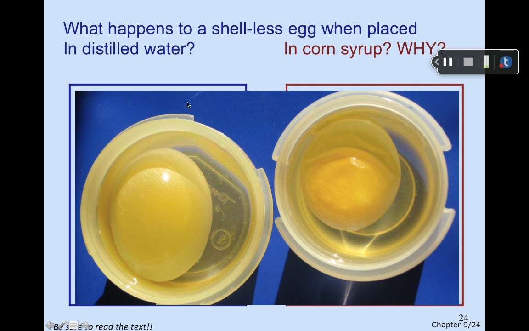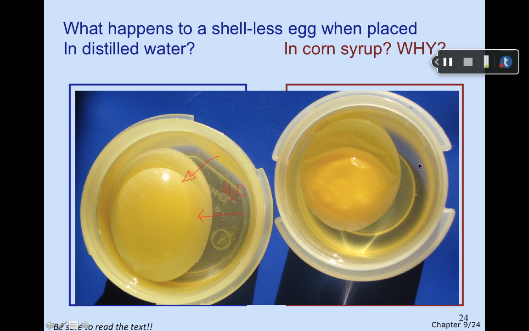In the case of the distilled water, which is on the left, the water is flowing into the egg, going to flow into this side of the membrane that has the greater concentration of solute, and so the egg tends to become larger. It looks like it's swollen. The water goes in. Water is the only thing passing through that osmotic membrane that surrounds the egg.